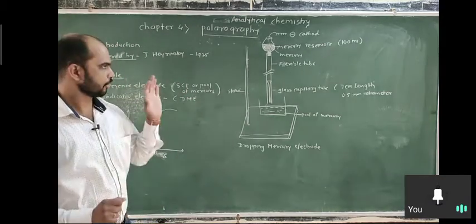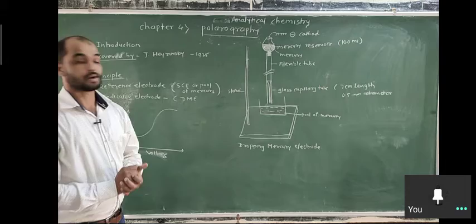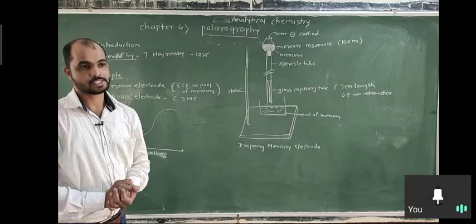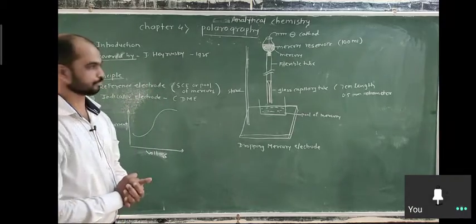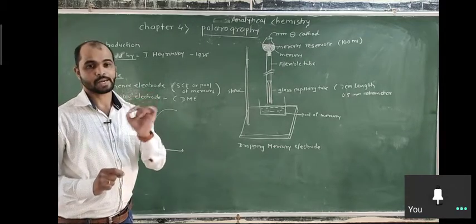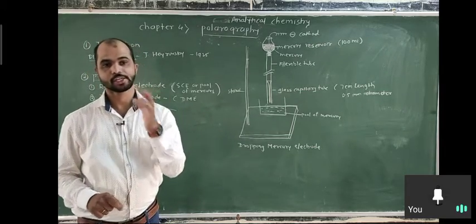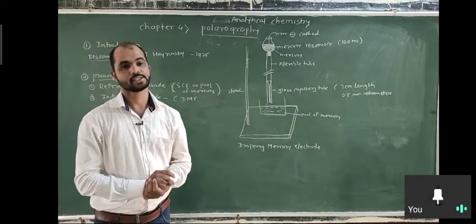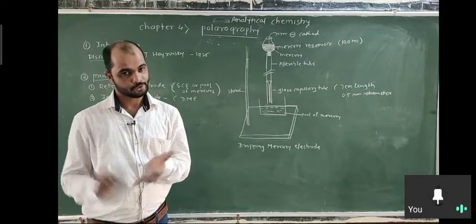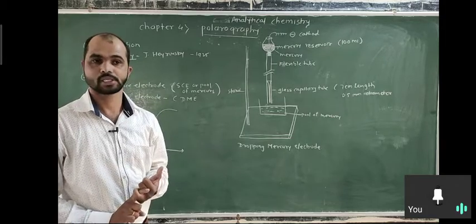So basically in the introduction, it is a branch of voltammetry. Here we are going to measure the potential applied on one electrode when current is passing. Two electrodes are used. One is the micro electrode which has the smaller surface area. Another is the large surface area electrode, the macro electrode, where we can use the pool of mercury or sometimes the saturated calomel electrode because the surface area is larger.